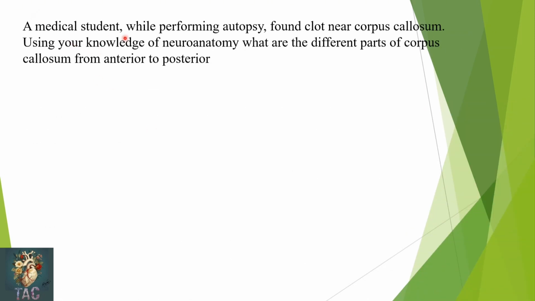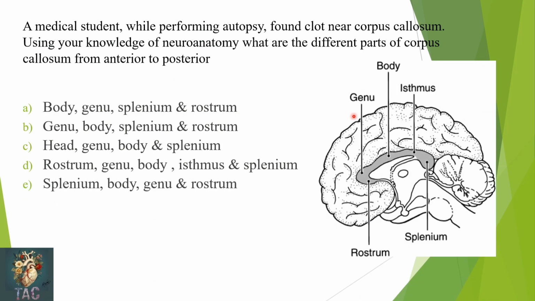Next MCQ: a medical student while performing an autopsy found a clot near the corpus callosum. Using your knowledge of neuroanatomy, what are the different parts of the corpus callosum from anterior to posterior side? Look at this diagram. This is the anterior part and this is the posterior part. First it is the rostrum, then the genu, then the body, the isthmus, and the splenium. So option D is the correct option, these are the parts of the corpus callosum from anterior to posterior side.